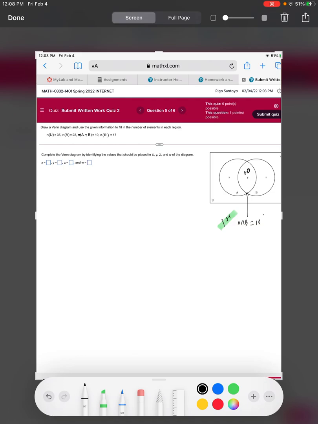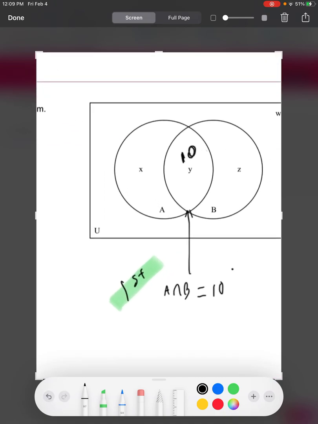Right, so that crosses off that first part. And now if we take a look here, it tells us a couple of other things. It tells us the universal, it tells us what A is, and it tells us what the complement of B is. So let's take a look at A, because remember, we want to work from the inside out. It says A is 22. So it tells us that this entire circle is 22. But we already have 10, right?